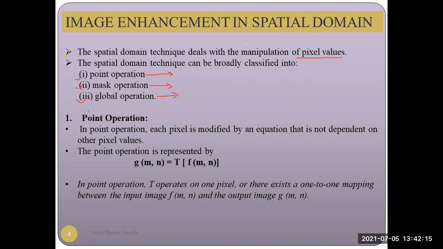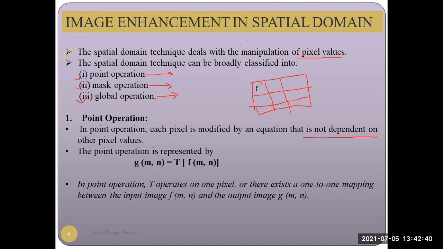Let us understand in detail what we mean by point operation. The first point you have to remember: in a point operation, each pixel is modified by an equation that does not depend upon other pixel values. This point is very important here. Suppose this is my image representation.